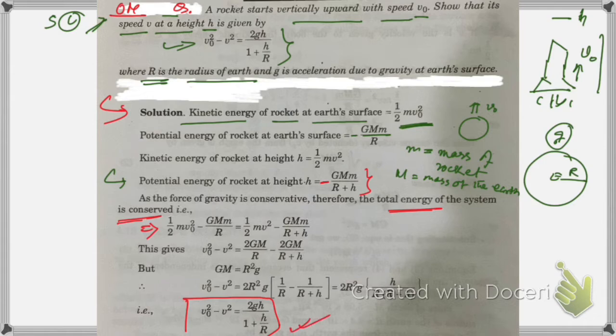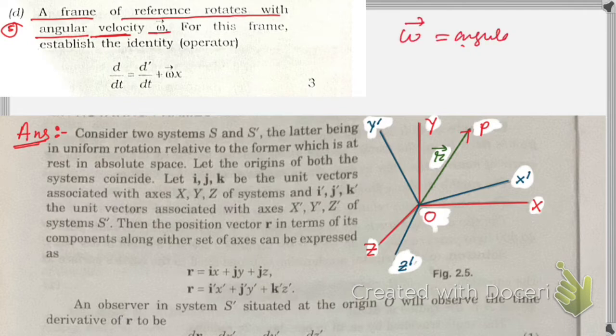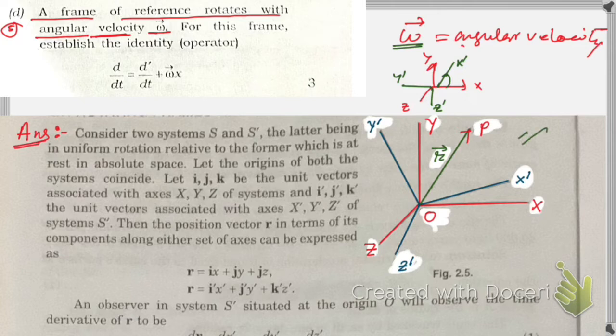It's very simple. Now let's move on to the next question, that is a frame of reference. This is question number 5D. A frame of reference rotates with the angular velocity omega. Omega is the angular velocity of a frame. So you can see there are two frames. One is x, y, z. There is another frame that is rotating with angular velocity omega, that is x dash, y dash, and z dash, right? You can see the figure.